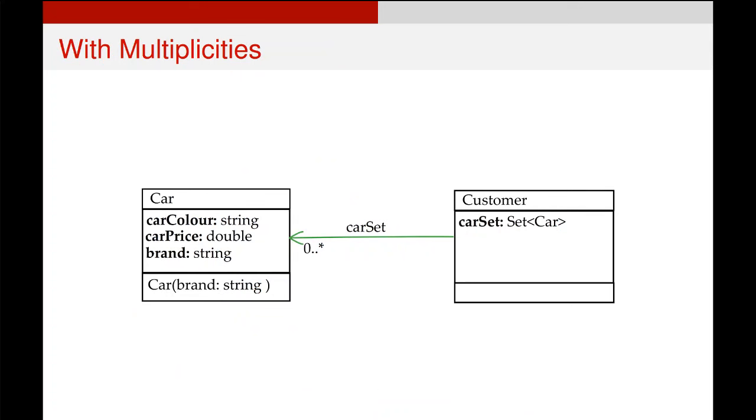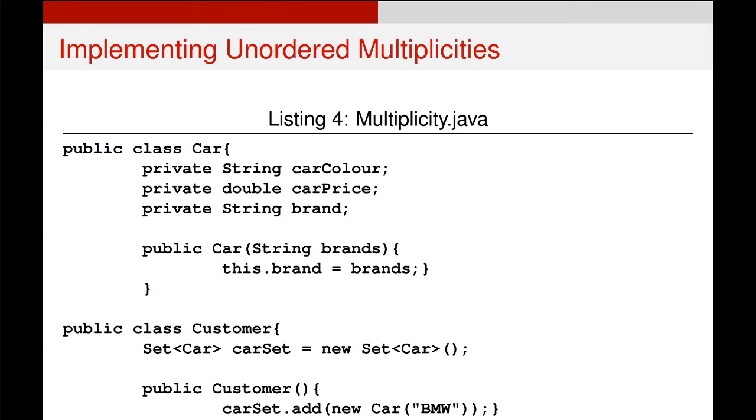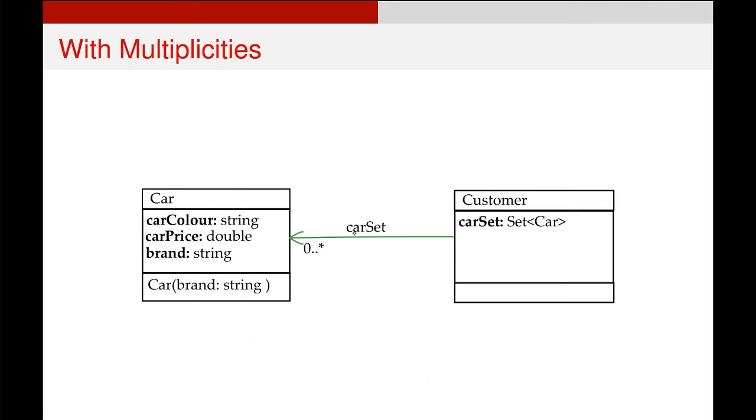Now, let's say we didn't know what the maximum number of cars attached to a customer might be. In that case, we could use a different data type. For example, we could use a set. And a set is a reasonable way of approaching things when you have this kind of zero to infinity multiplicity relationship. We implement it like this. You've probably all seen sets implemented before. And we just appear it down here. And again, the reason that we don't have customer appearing in the car class is just because this is a unidirectional relationship.